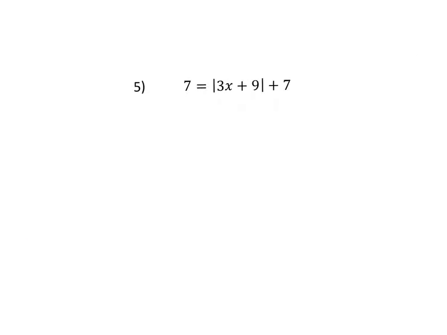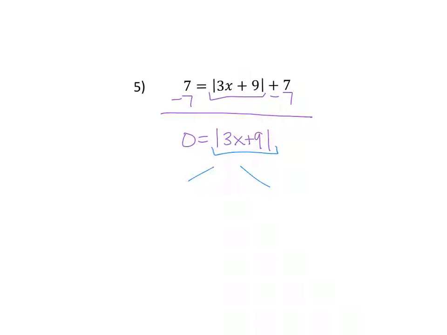Number 5. Again, we don't have it isolated yet, so I need to get rid of that plus 7 by subtracting 7 from both sides. You end up getting 0 is equal to the absolute value of 3x plus 9. Be careful here again. You could branch it and say 0 is equal to 3x plus 9, and a negative 0 is equal to 3x plus 9. Well, we don't have a negative 0. It's not possible. It's just 0.